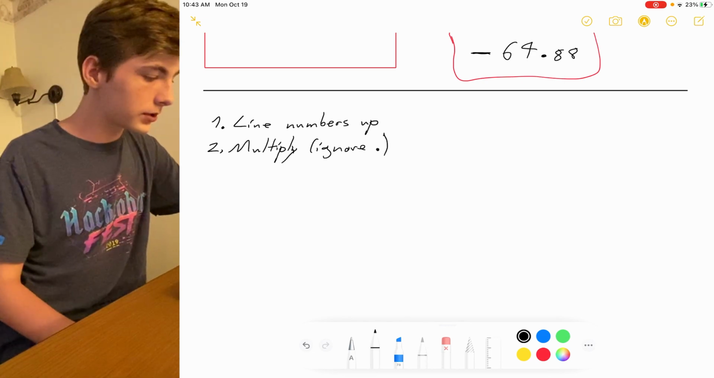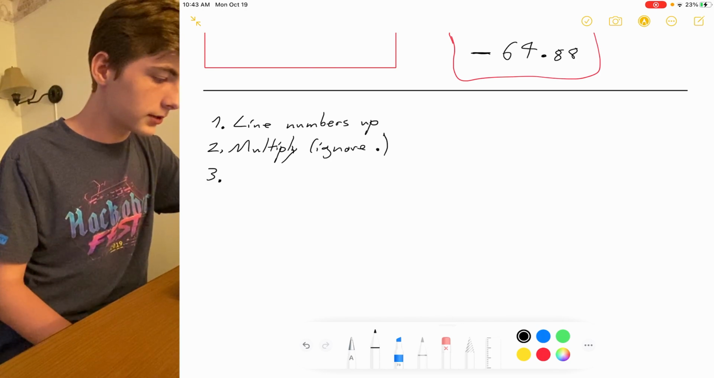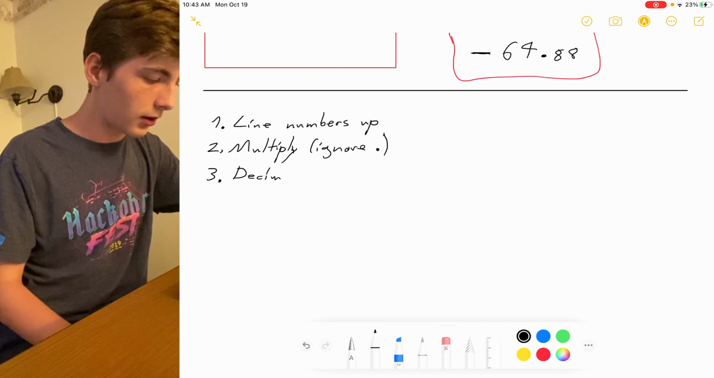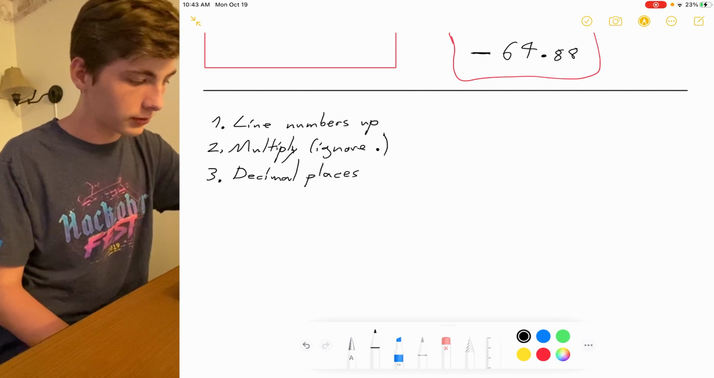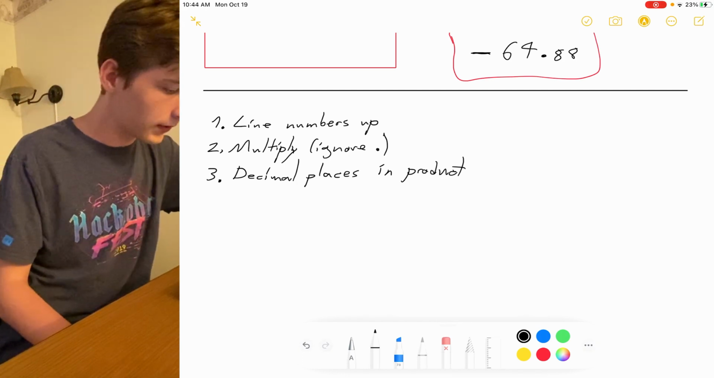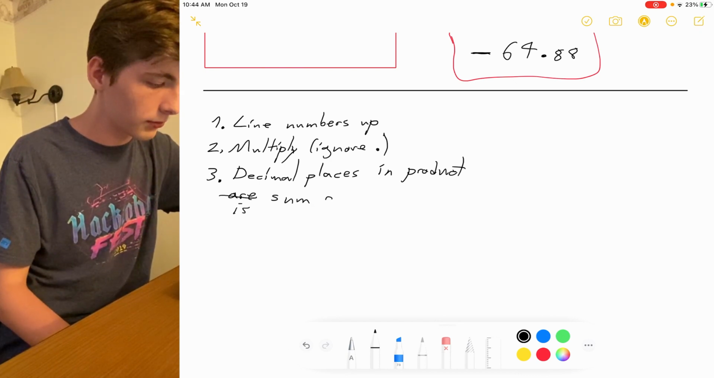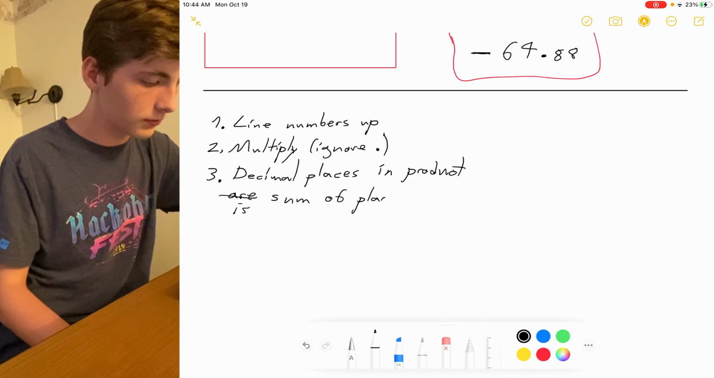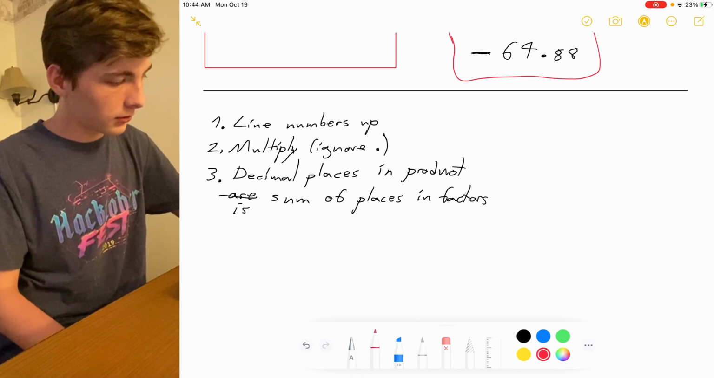And then we just need to remember that the decimal places in the product are going to be the sum of the decimal places in the factors. So in the product, it's the sum of the places in the factors. Okay.